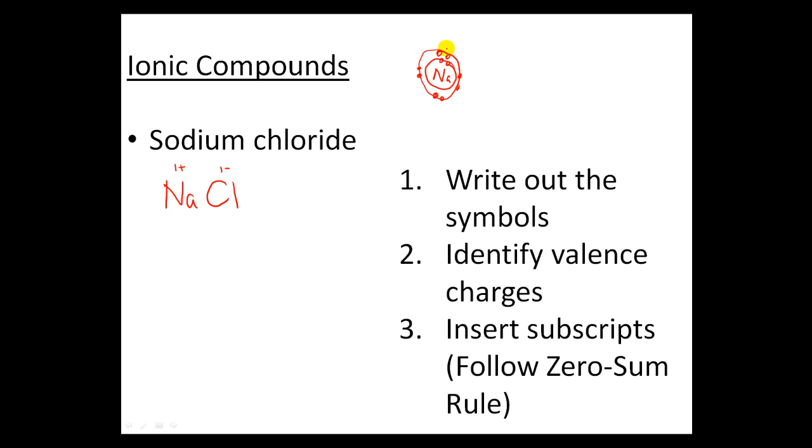Now, when you lose an electron, you turn into an ion, right? And because electrons are negative, by losing a 1 negative charge, you are now a 1 positive charge. You're more positive by 1. And that's why we have a 1 plus charge over here.